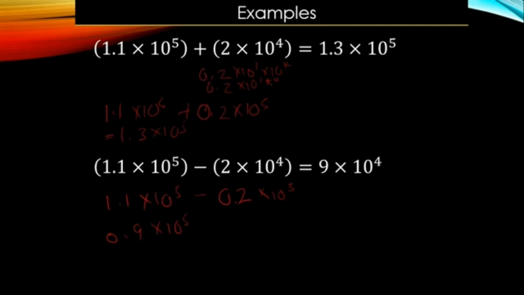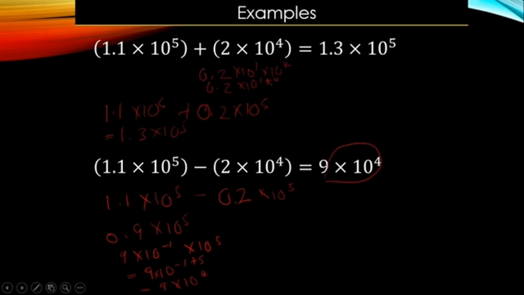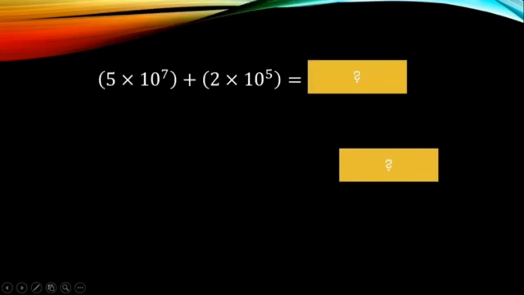0.9 times 10 to the power 5. Now what we need to do is to reconvert this number back to standard form, because it is less than 1. So this will be 9 times 10 to the power minus 1 times 10 to the power 5, which will be 9 times 10 to the power minus 1 plus 5, which would give us 9 times 10 to the power 4. So our answer will be 9 times 10 to the power 4, which is equal to this one. Let's try another example.